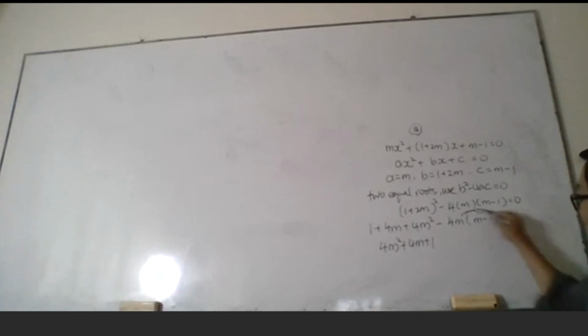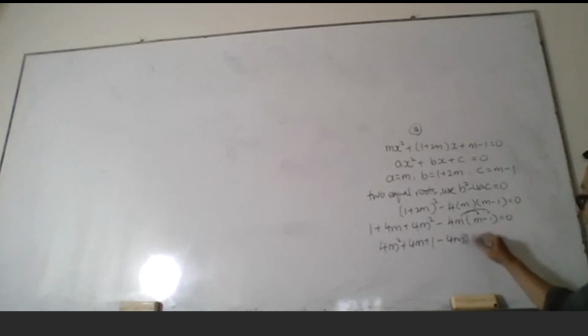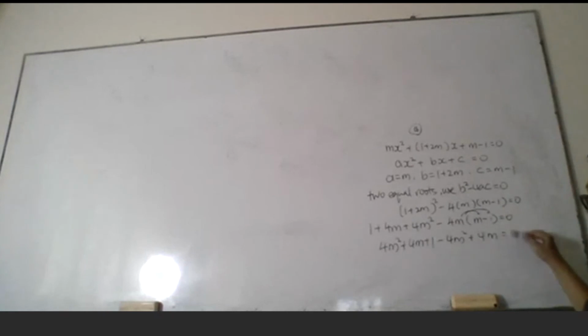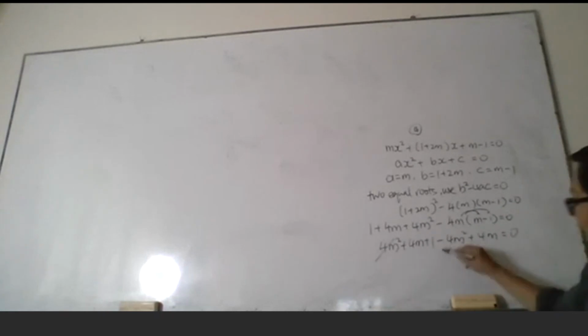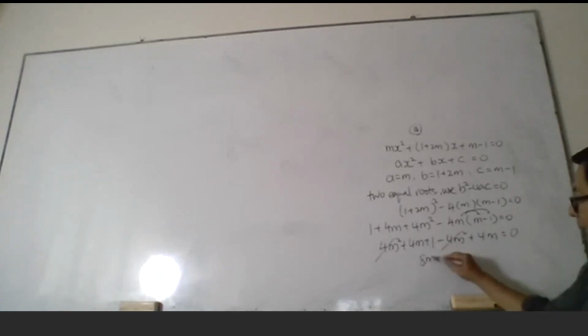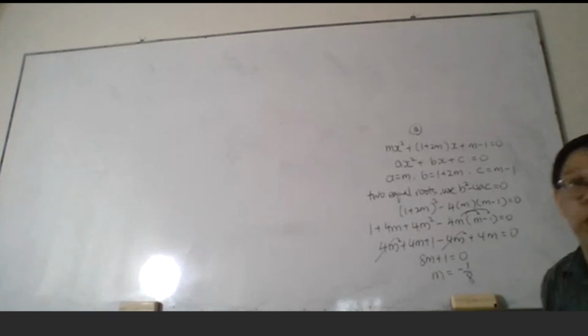Now we can expand negative 4m squared plus 4m. So we can eliminate, and 8m plus 1 equal to 0. m will be negative 1 over 8. It's very straightforward.